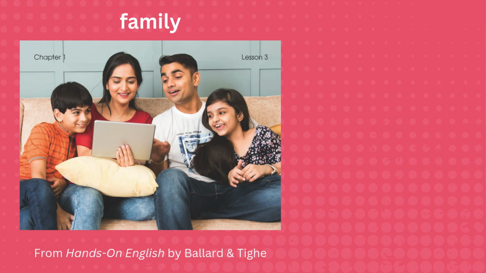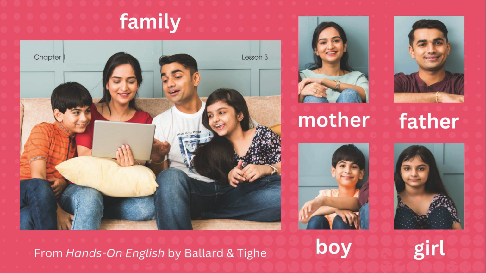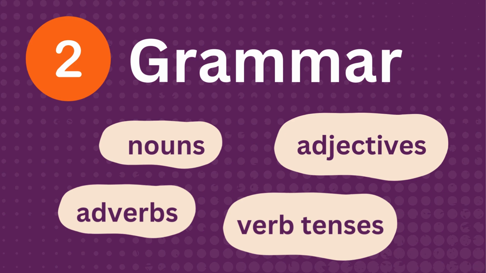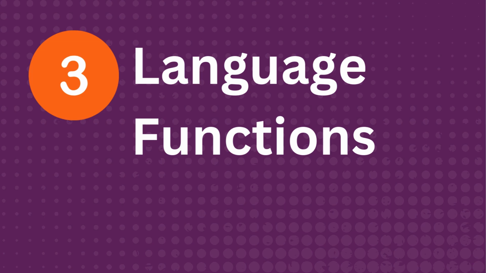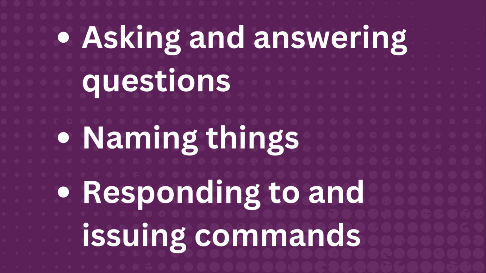For example, family. This is the mother. This is the father. This is the boy. This is the girl. Second, grammar. Things like nouns, adjectives, adverbs, all your verb tenses. And then the third thing is language functions. For newcomers, it might be asking and answering questions, naming things, responding to and issuing commands.